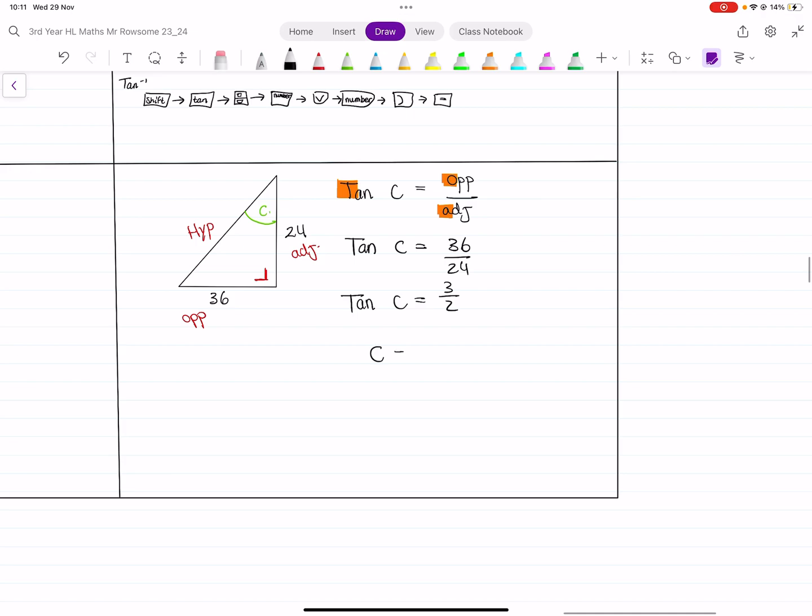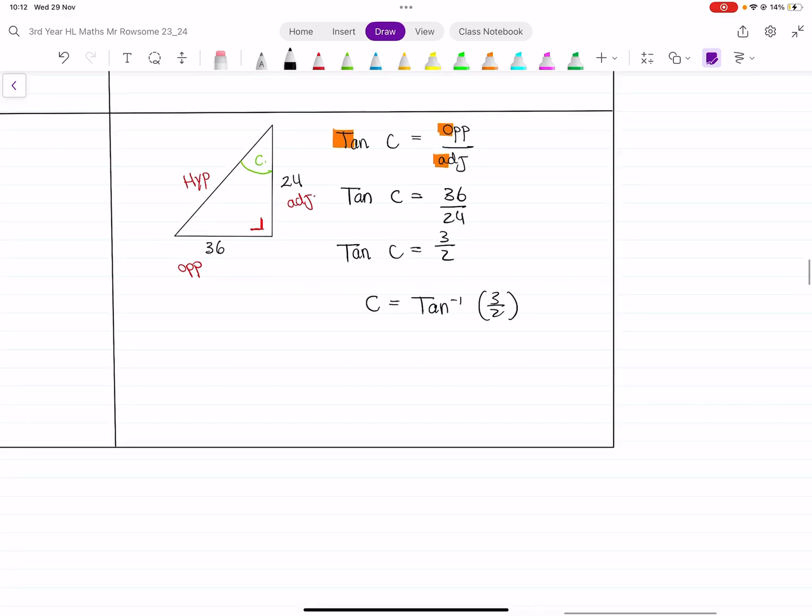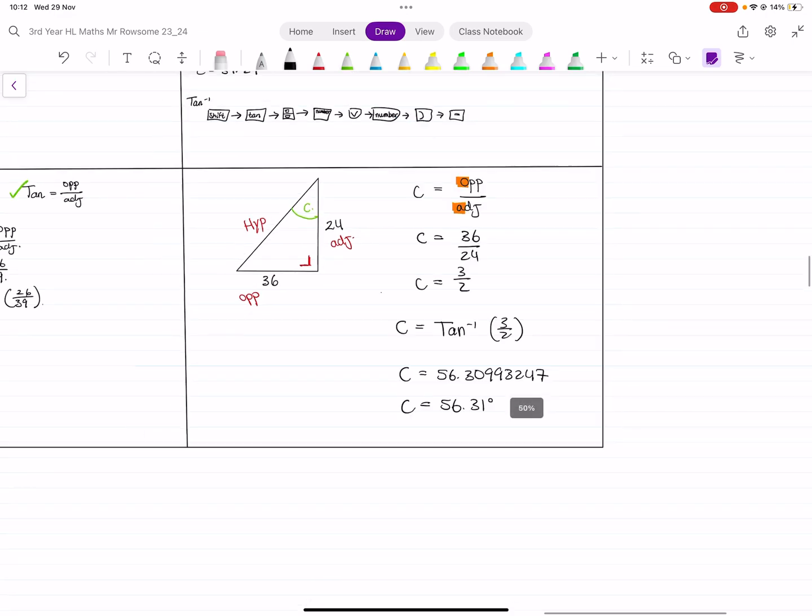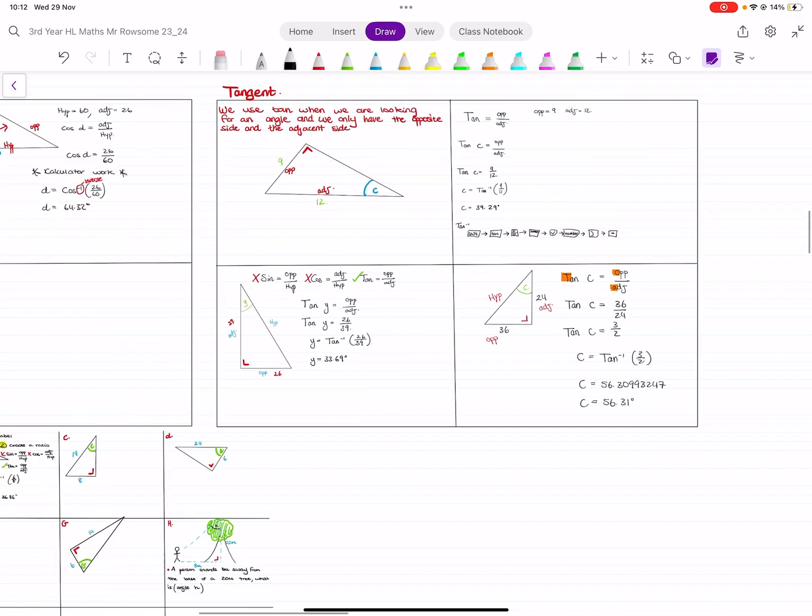Again, you have to invert your trig function. Again, shift tan, your fraction sign, 36 over 24, or 3 over 2 if you simplified it. Okay, close your bracket and you will get 56.30993247. C, I'd round to 2 decimal places, 56.31 degrees. Okay, so that's tangent, and I'll go through cosine now.